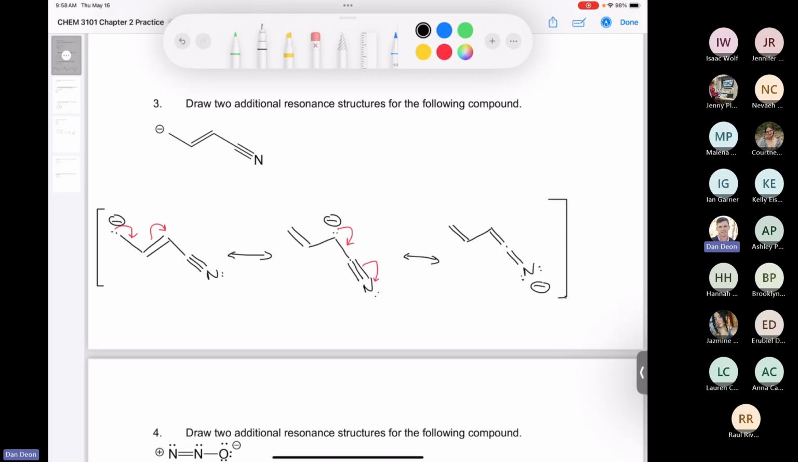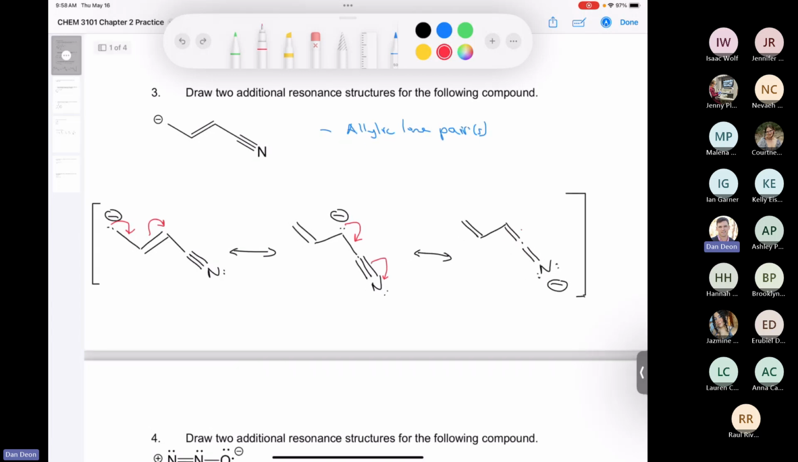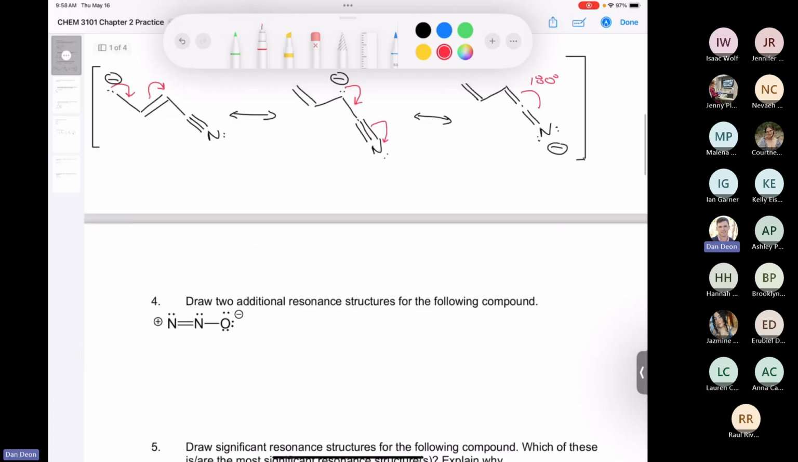So the only pattern that we used in here was allylic lone pairs. That's the only one that we used to draw these 2 resonance forms, was the allylic lone pair. Now keep in mind that this carbon here, the one I represented with the little black dot, has a steric number of 2, and so the bond angle here must be 180 degrees, and that's why I drew it linear like that. So there you go. Those are the 3 resonance forms for this guy.